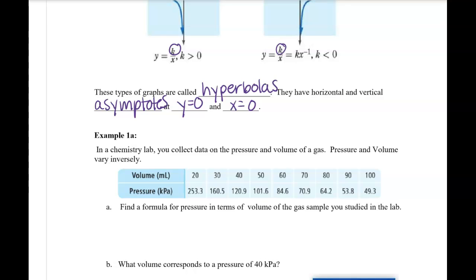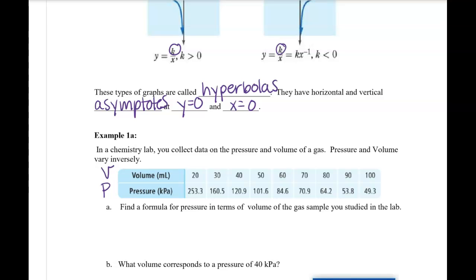So we have a chemistry lab, I guess, and you're collecting data on the pressure and volume of a gas, and pressure and volume vary inversely. So when you hear vary inversely, you know you're going to use y equals k over x. In this case, we're going to use v and p, but if it makes more sense to you, you can just label them x and y. So v for volume, p for pressure.